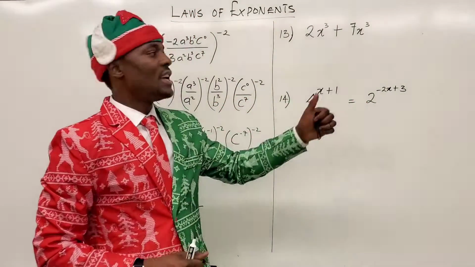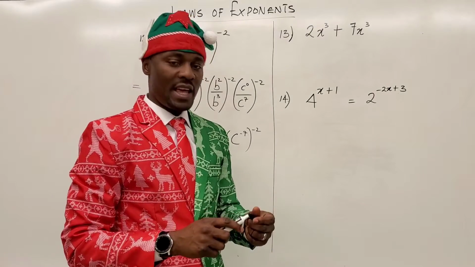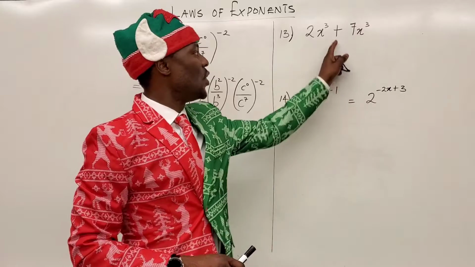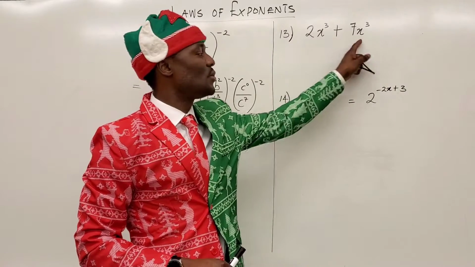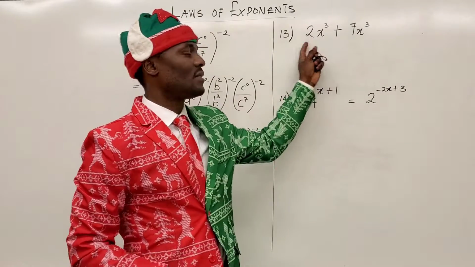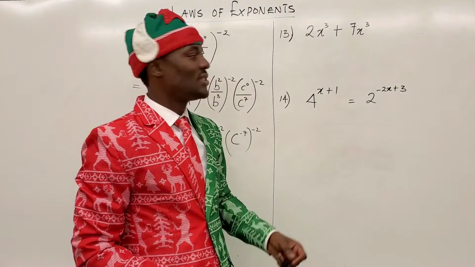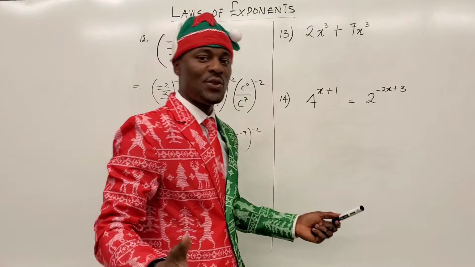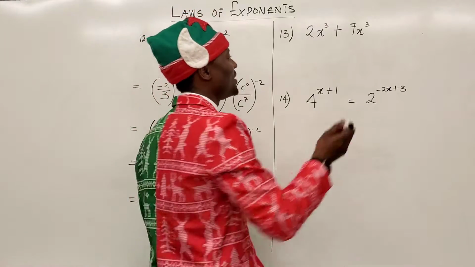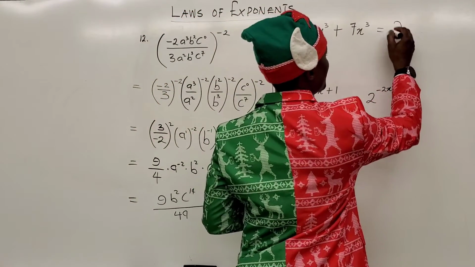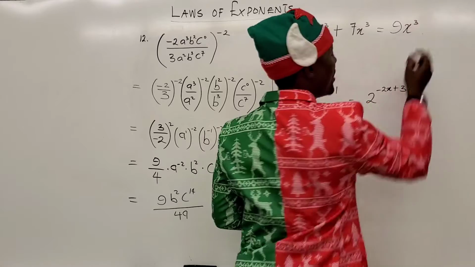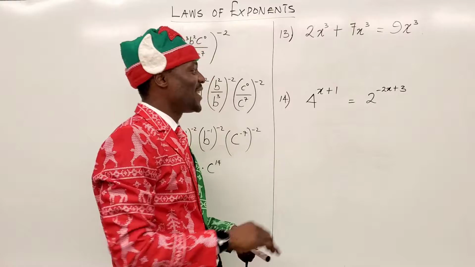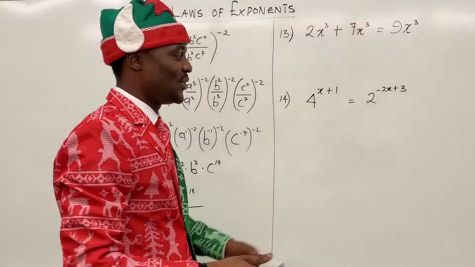So this looks like you have to apply any laws of exponents. No, because there is no multiplication, there is no division between the two terms. This is just you're adding. It's like saying 2 oranges plus 7 oranges. How many oranges do you have? 9 oranges. That's your answer. 9 oranges, where x cubed means oranges. Let's go to the next question. Well, there's nothing to do there.